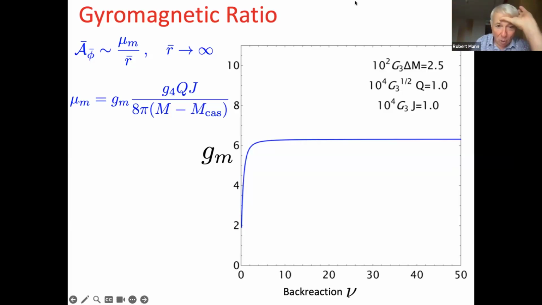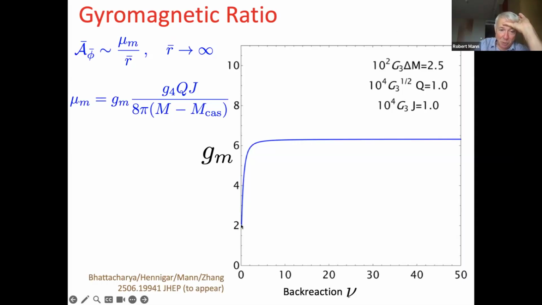But for these quantum black holes, g is actually a function of the back reaction. If I write the phi component in terms of this parameter mu m, which is the magnetic moment, mu m is g multiplied by this quantity right here that depends on parameters of the black hole. The Kerr limit is right here when there is no back reaction, and then the induced black hole has the same magnetic moment as the Kerr black hole.